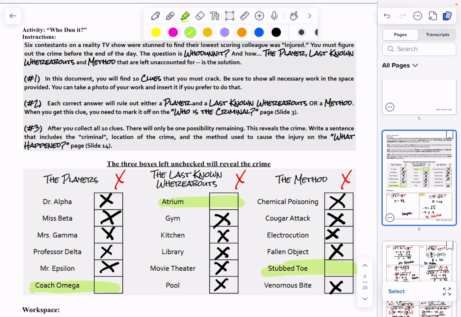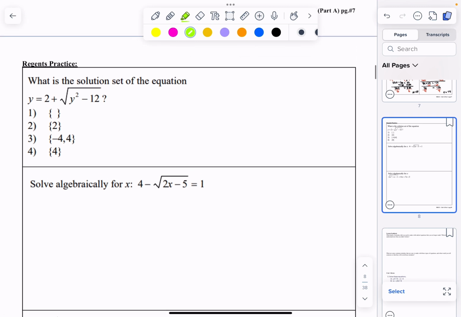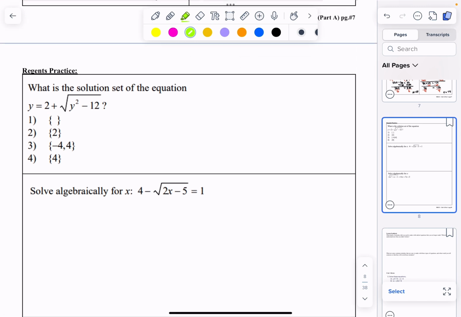Here we go. I have some Regents review practice. We should do them. So I'm going to do one at a time, and then we'll go from there. So we have y is equal to 2 plus radical y squared minus 12.